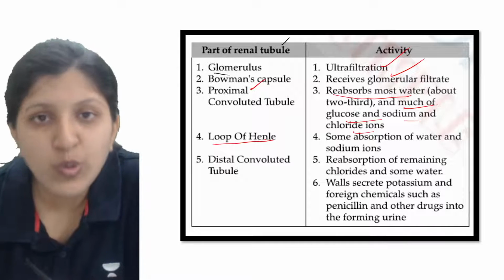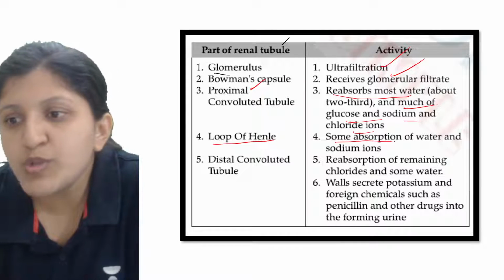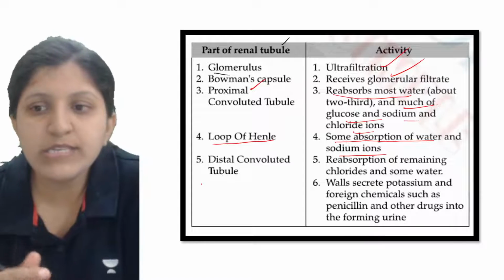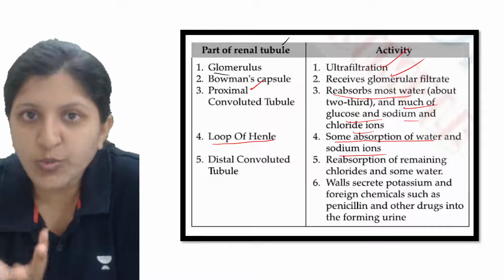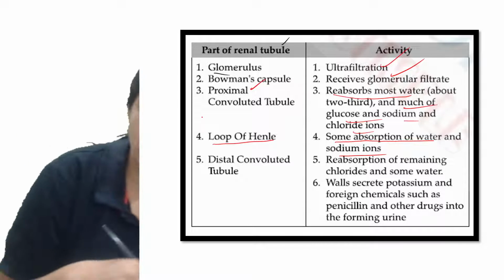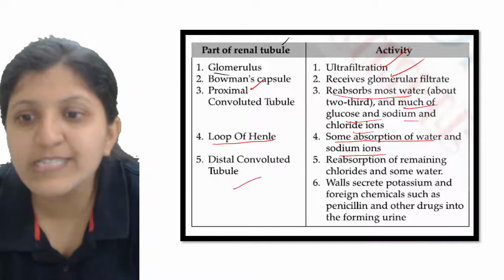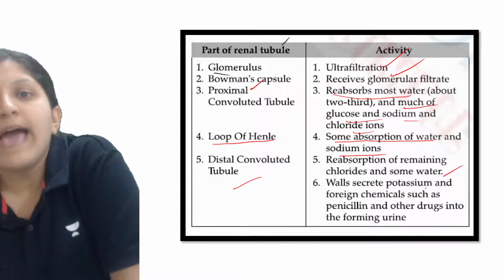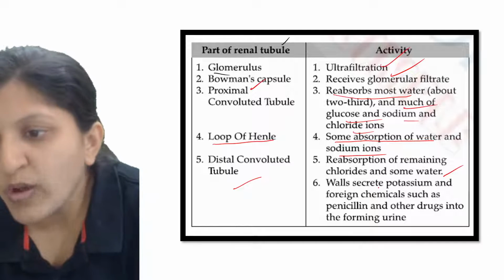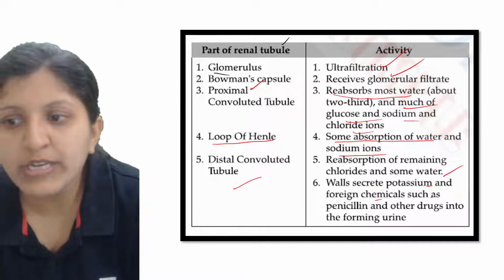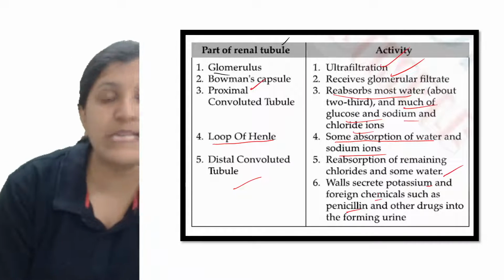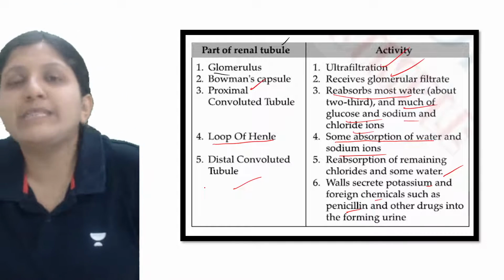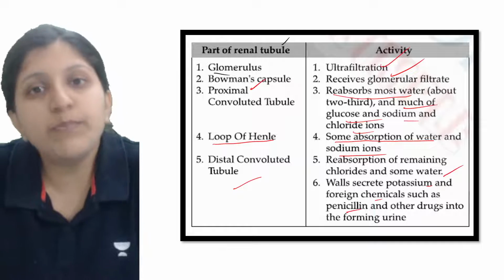With respect to the loop of Henle, some absorption of water and sodium ions is done. Water absorption is done, and sodium also gets absorbed. Then in the distal convoluted tubule there is reabsorption of the remaining chlorides and some water, and the walls also secrete potassium and foreign chemicals such as penicillin. So the DCT, the distal convoluted tubule, is meant mainly for tubular secretion.